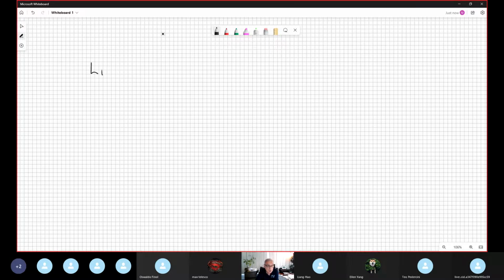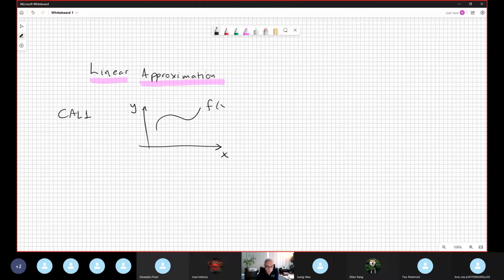Important. Linear approximation. Let me explain linear approximation. Linear approximation in Cal 1: we have a function f of x, and you have a point here, a, and this is the function evaluated at the point a.